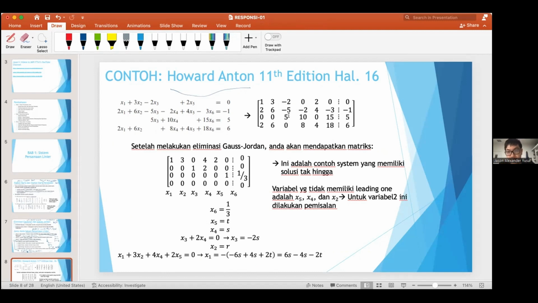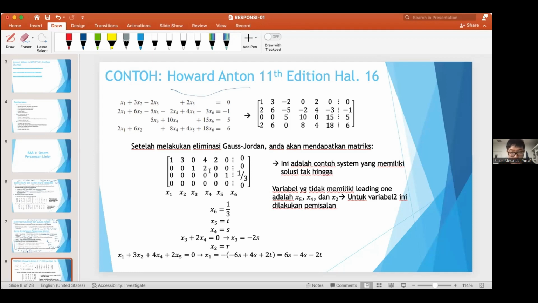From this, you can get something like this. And this is an example of a system that has infinite solutions. The bottom row are all zeros. So what do we do with that? We just take note. If you can see here, there are 6 variables, right? From x1 to x6.